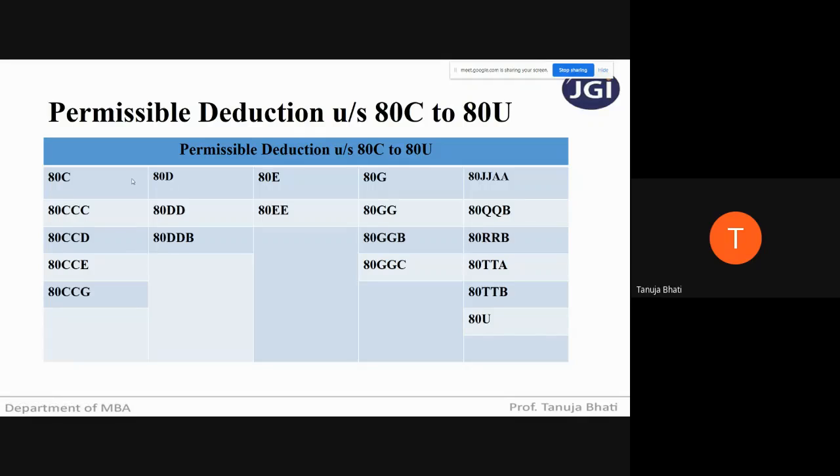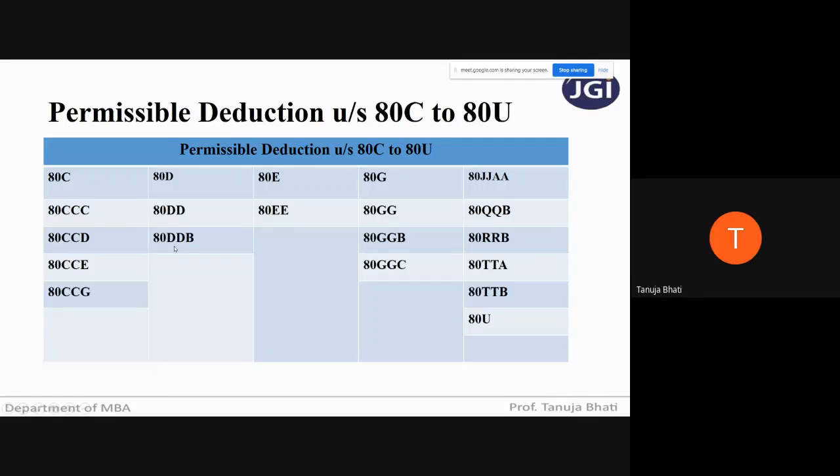But if his parents are senior citizens, they will get a deduction of 50,000 instead of 25,000. 80DD is again dependent disability. When an individual or HUF is incurring medical treatment expenses on a dependent disabled person, then deduction is given. There's a flat deduction of 75,000, and in case of severe disability, the deduction is 1,25,000.